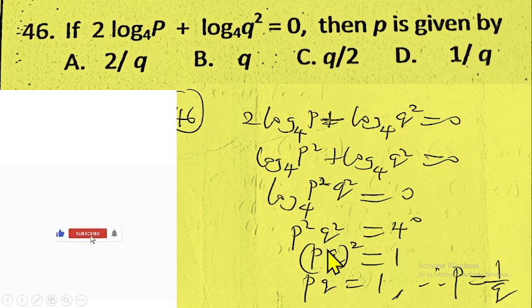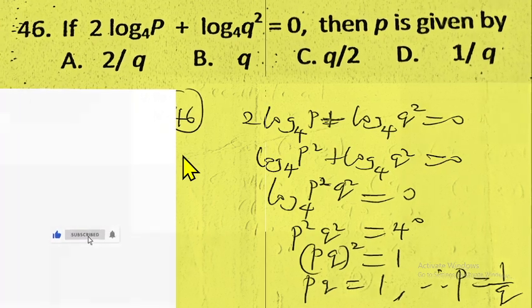So this can be written as pq all raised to the power 2 equals 1. From there you can take the square root of both sides. You have pq equals 1. So p will be equal to 1 over q. P is equal to 1 over q. And option D is the correct option for question number 46.